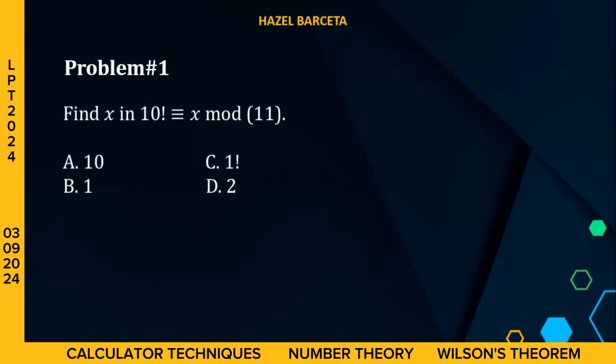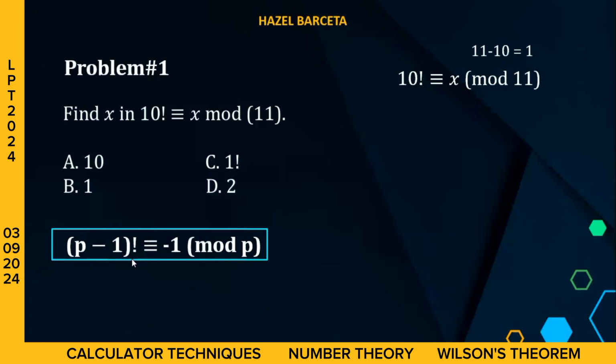So, here it is, problem number 1. Find x in 10 factorial is congruent to x mod 11. So, copy po natin. We are to solve for the remainder x. First consideration, i-check po natin yung difference. So, we have 11 and 10. 11 minus 10, we have 1. So, we can apply case number 1.